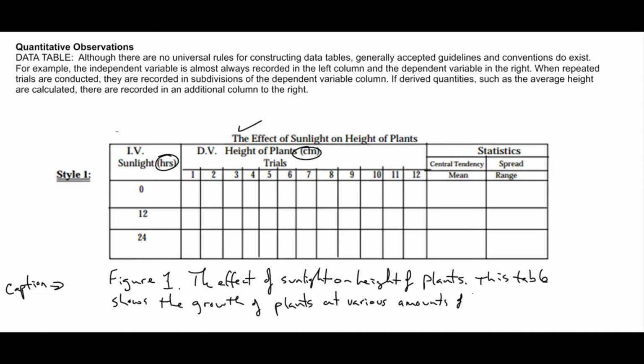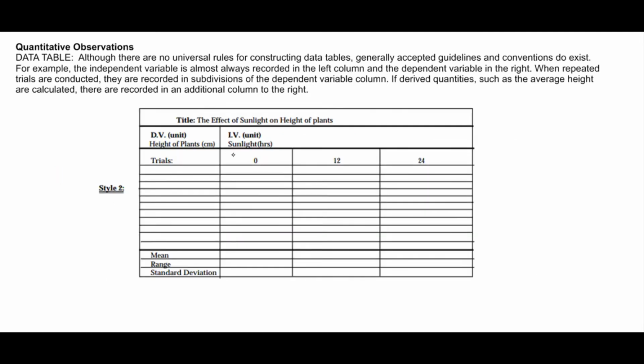All right, here's another one. Here's a different type of table. It looks a little bit different. And again, you would want to provide a caption. We'll call it Figure 2. Give the title, and then give a short description of the table. In this one, I might write something like, this table shows a correlation in plant height and sunlight exposure. I'm not going to write that here.